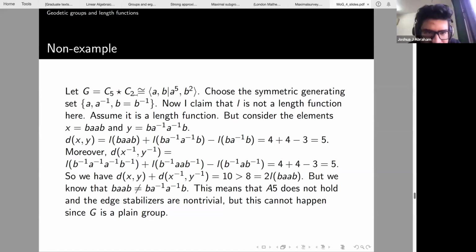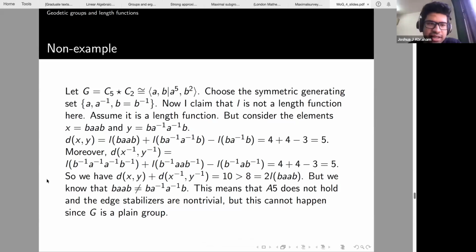So we just look at C5 star C2 with the cyclic generators. Now look at these two elements, b a square b and b a power minus 2 b. These are distinct, they are not equal, but they have the same length. And moreover, if you calculate d of x comma y, it turns out to be 5. And d of x inverse y inverse also turns out to be 5. So their sum is 10, which is strictly greater than 8, which is the length of x, which is equal to the length of y. So A5 does not hold.